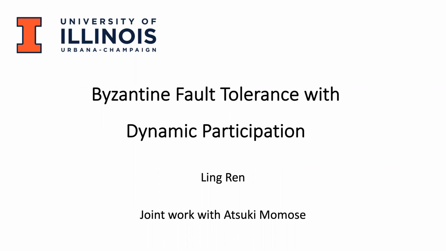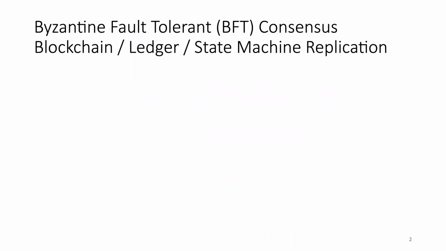So I'm talking about Byzantine fault tolerance with dynamic participation. I think most of you here know what Byzantine fault tolerance is, but just in case, let me define what it means for me. There are lots of terms that mean roughly the same thing: BFT, blockchain, distributed ledger, state machine replication, atomic broadcast.